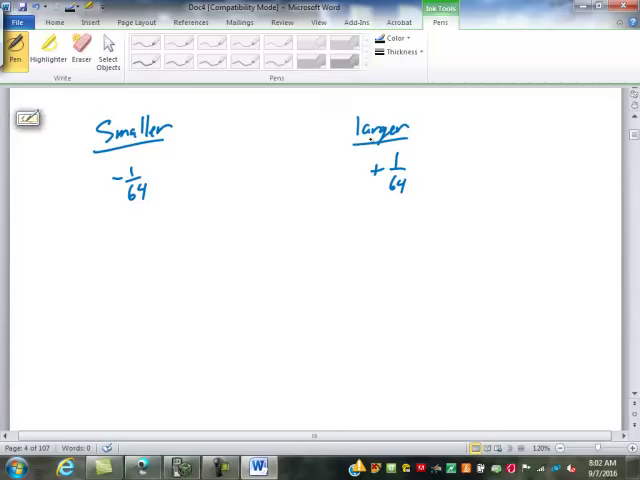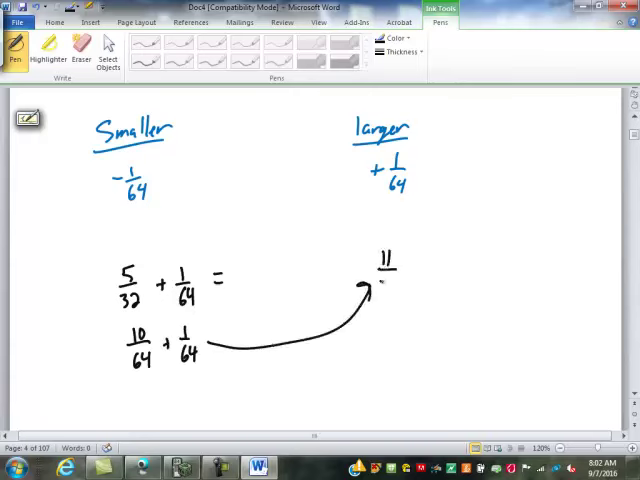So like number 11, the tool we have is 5/32. To get the next size larger, which is actually what they're asking for first, we would add 1/64. So 5/32 is 10/64 plus 1/64. Next size larger is 11/64.